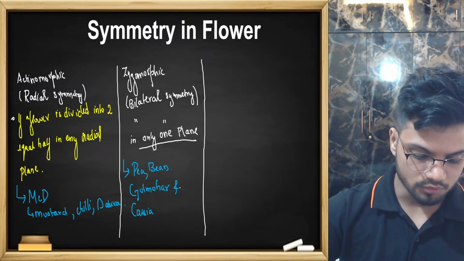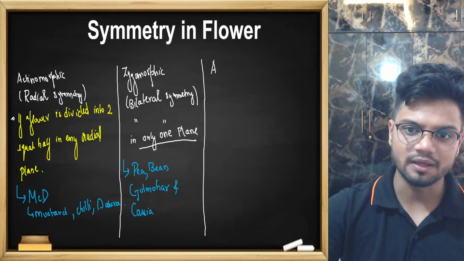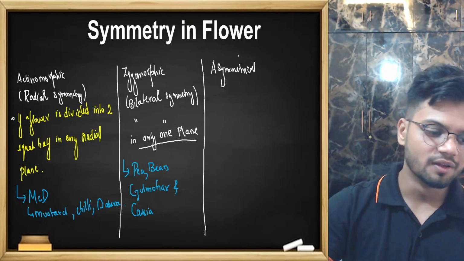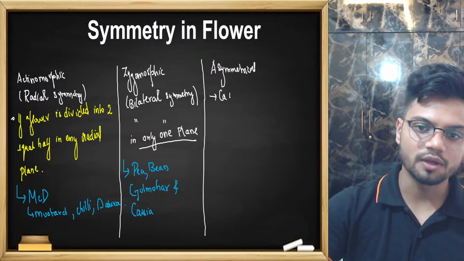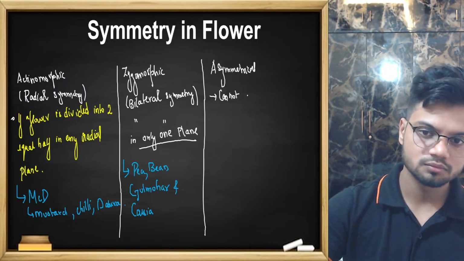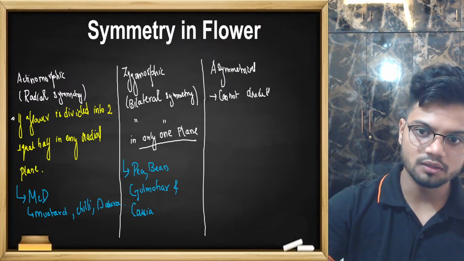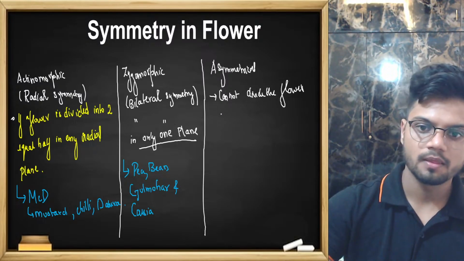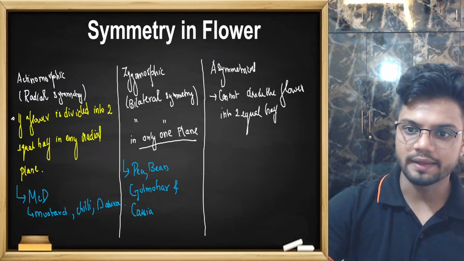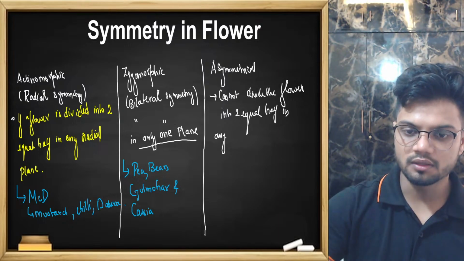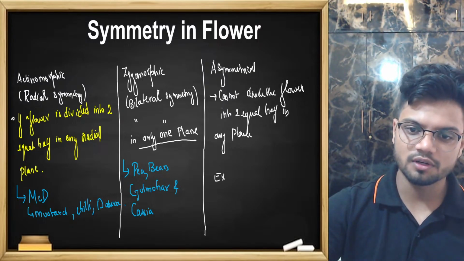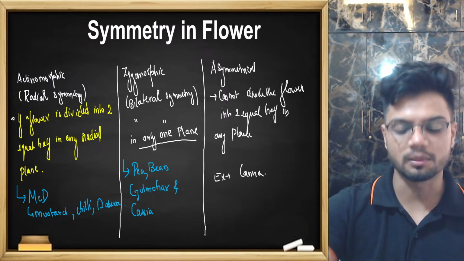Okay, now, what is the meaning of asymmetrical then? Asymmetry is very simple. You cannot divide the flower into two equal halves in any plane. You cannot divide at all. Not possible at all. For example, here is going to be canna. I'll show you a diagram. You only tell me if you can divide or not.